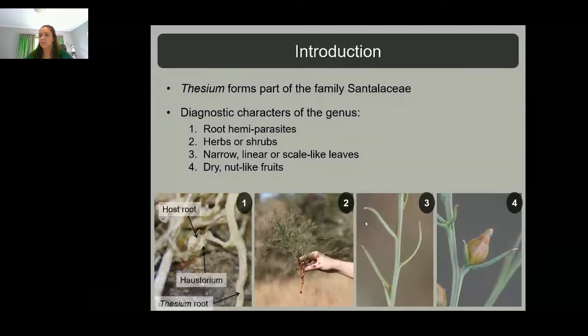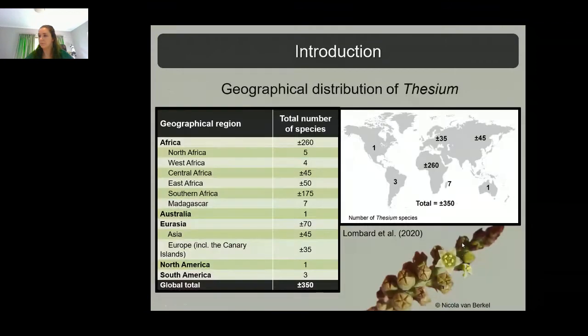They have these narrow and linear or sometimes scale-like leaves and these dry nut-like fruits. It's quite a large genus. It has about 350 species occurring worldwide. The majority of species are found in the Old World, but we have the most species in Africa, and specifically in Southern Africa, we have about 175 species.